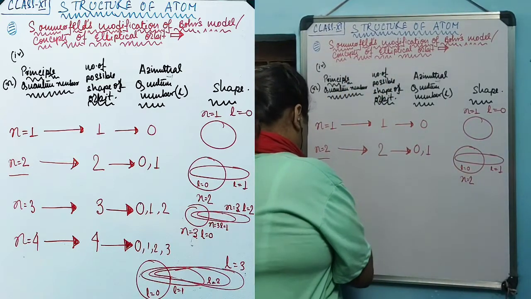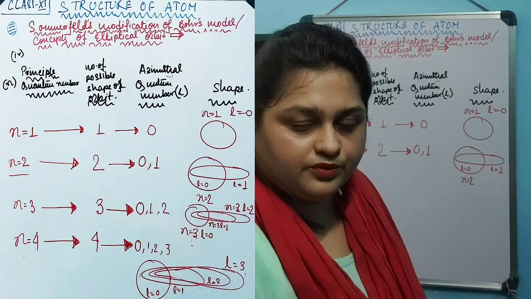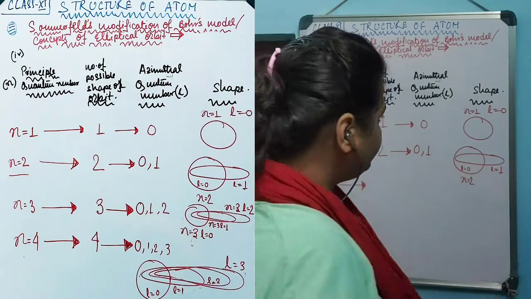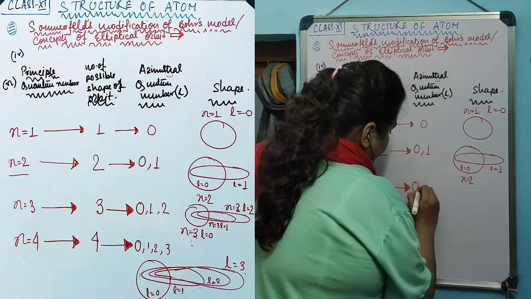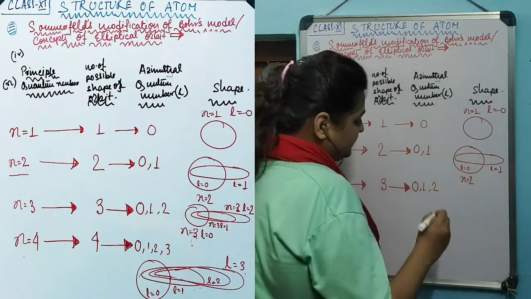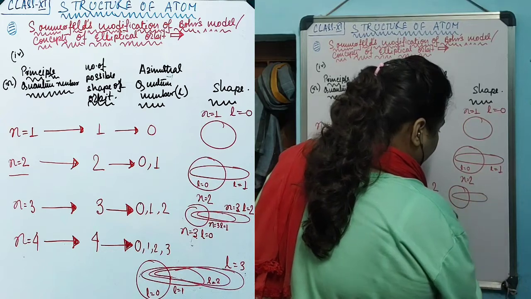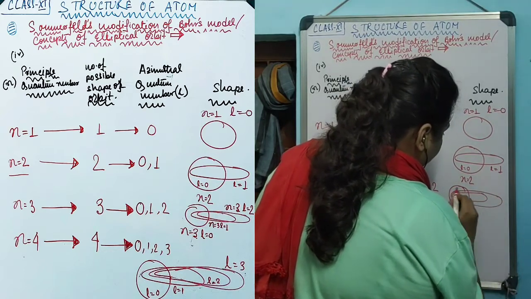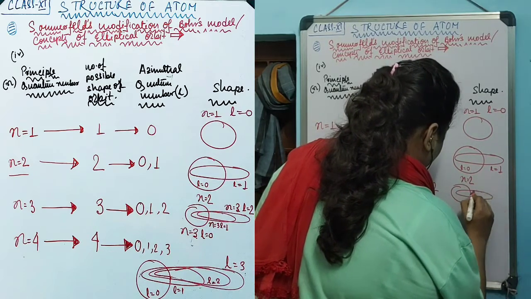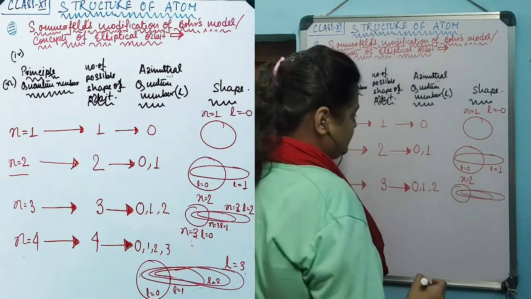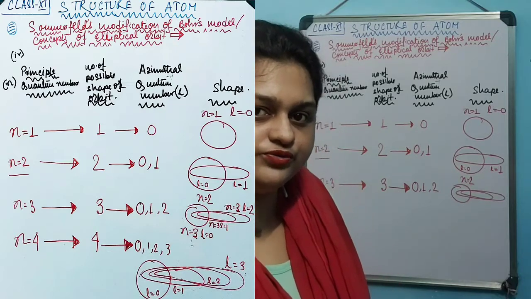In the third energy level, where n equals 3, the possible shapes in which the electron can revolve are also 3. And they will be represented as 0, 1, 2. That is, the electron can revolve in a circular path, in an elliptical path, and in a more elliptical path. In the third energy level, there are three possible shapes of the orbit through which the electron can revolve.